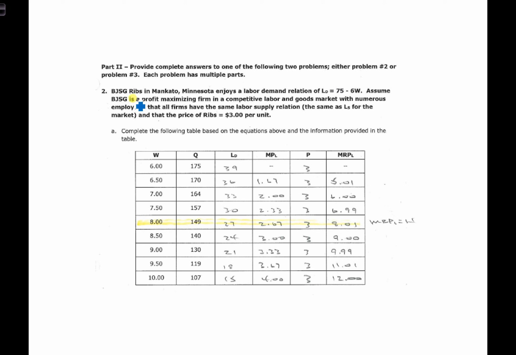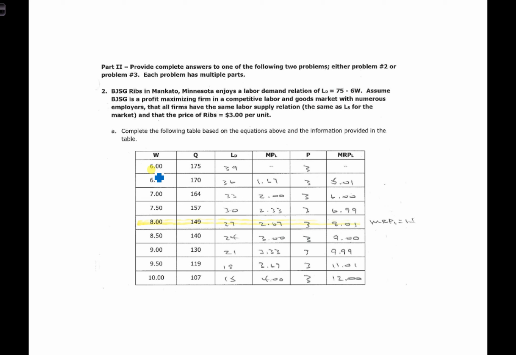I've told you to assume that it's a profit-maximizing firm in a competitive labor market and a competitive goods market with numerous employers, and that all firms have the same labor-supply relation. It really didn't matter what that labor-supply relation is for this problem at all, but I just let you make that assumption. What's important to us at the moment is labor demand is equal to 75 minus 6W. And then I ask you to fill out this table that you've gotten used to seeing.